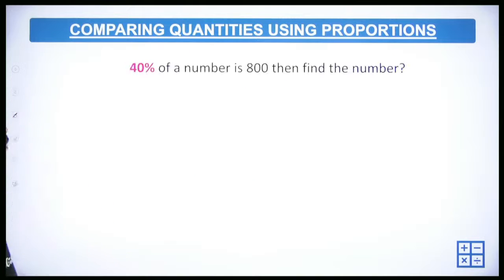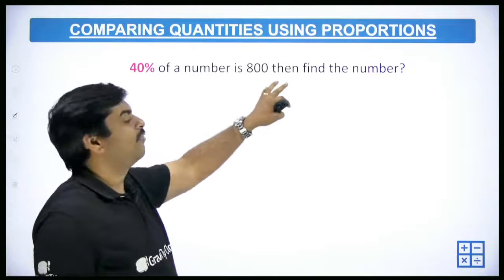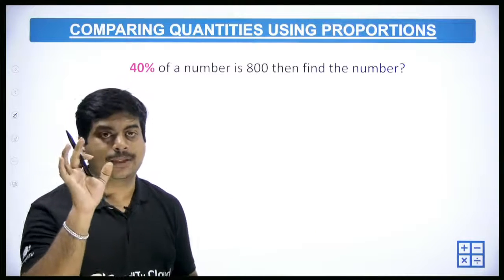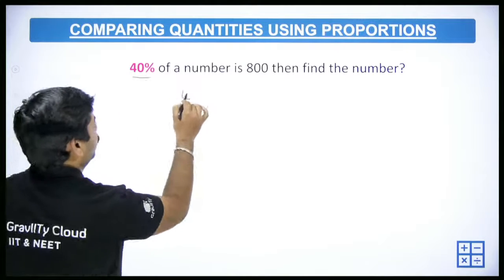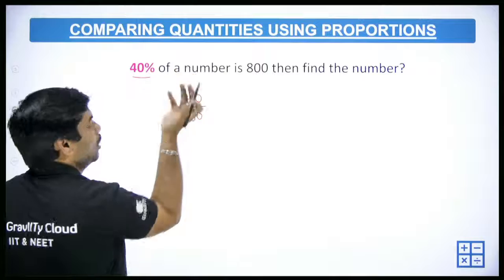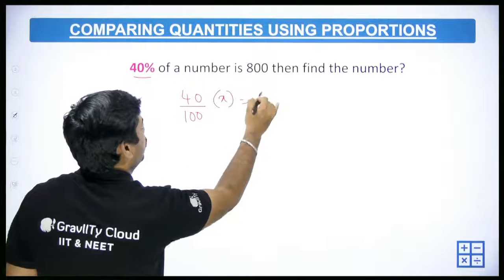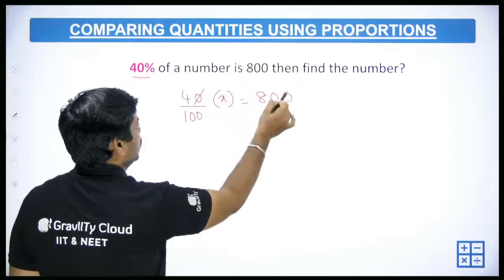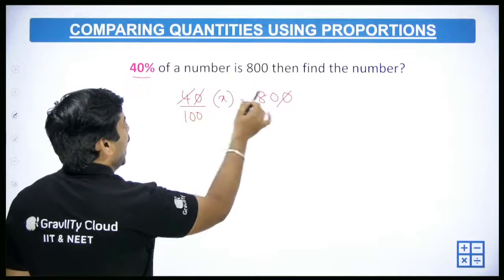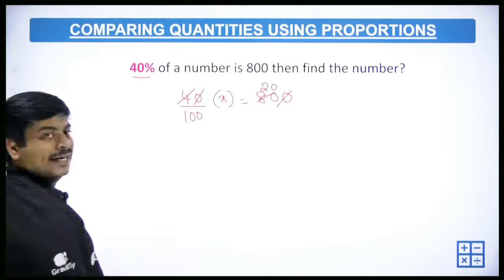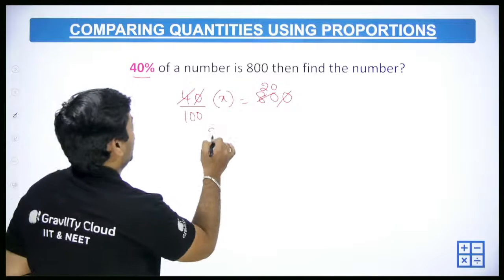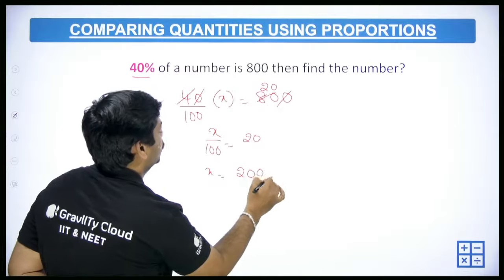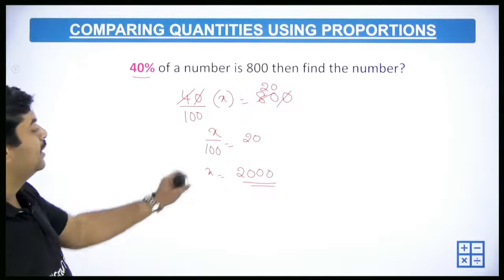Next one. 40% of a number is 800, then find the number. 40%, I told you percentage means per 100. So 40 by 100 of a number, what is that number? We don't know. Of a number X is equal to 800. So this 0 and 0 get cancelled. 4 20s are 80. So X by 100 is equal to 20. So X is equal to 2000. So 40% of this number should be equal to 800.